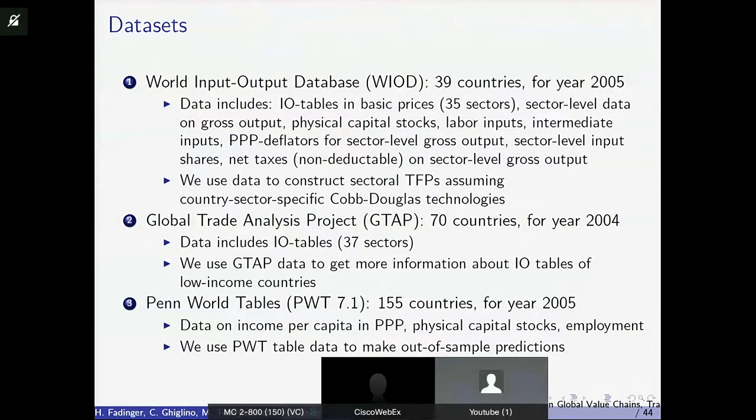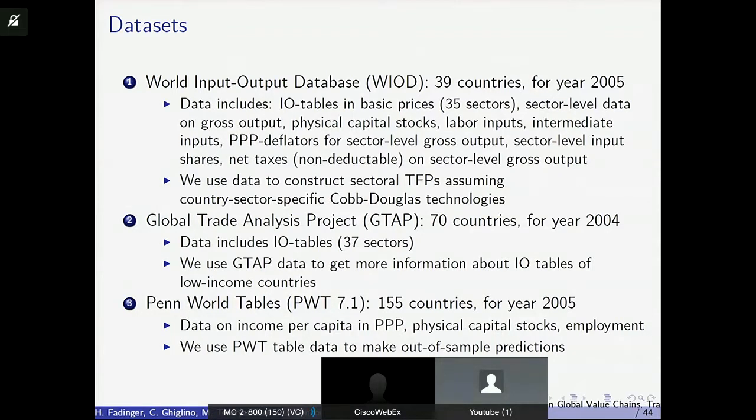Okay, so let me briefly explain which data sets we're going to use for our empirical exercise. First of all, we're going to use the World Input-Output Database, which has already been mentioned. We're going to use only the domestic part of that, so basically input-output tables for each country. So we have around 35 sectors.